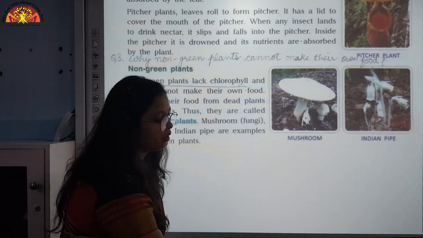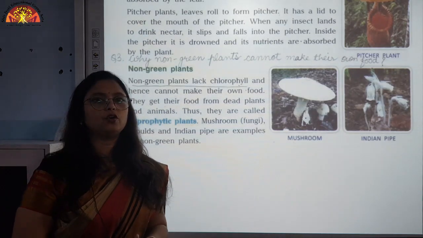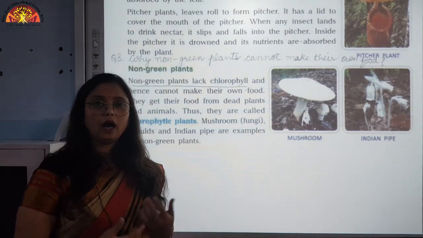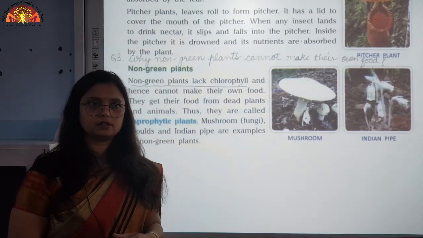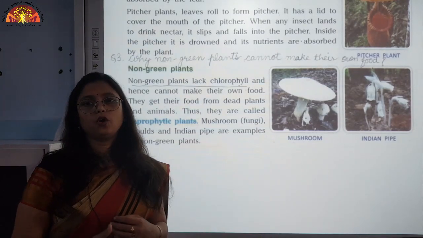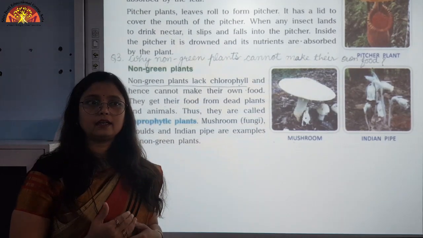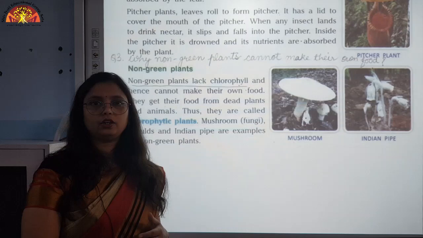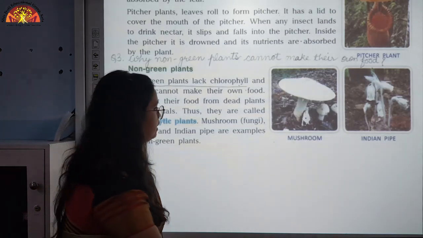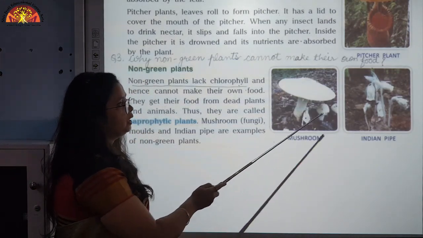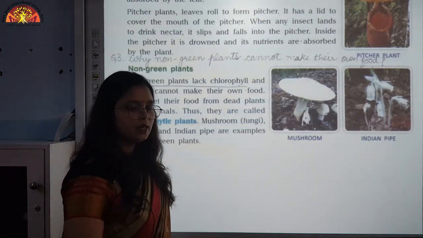So, students, in these non-green plants, non-green means they do not have chlorophyll. Now, if they do not have chlorophyll, then how do they prepare their food or how do they get their food? You all have studied earlier that chlorophyll is required for photosynthesis. So, these plants are saprophytic. Saprophytic means they feed on dead and decaying plants and animals and get the nutrients from the dead and decaying matter. Okay. So, they are called saprophytes, and the examples you can see in the picture also, mushroom, and this is another plant which is called the Indian pipe plant. Okay. So, these are some of the examples.